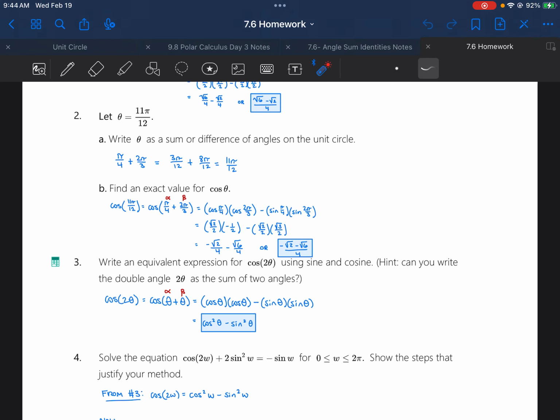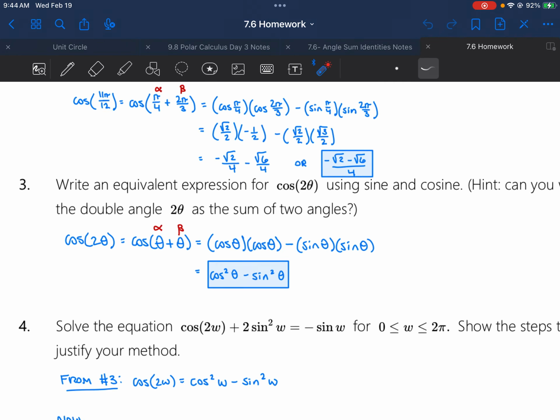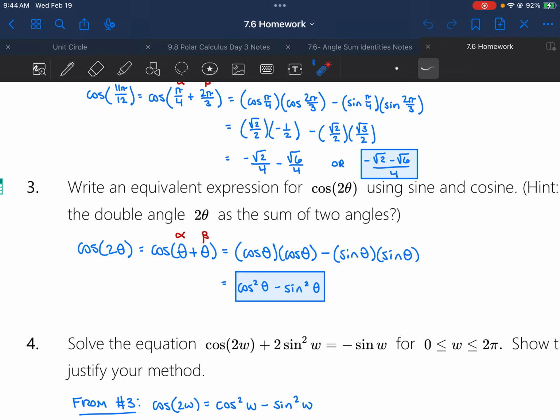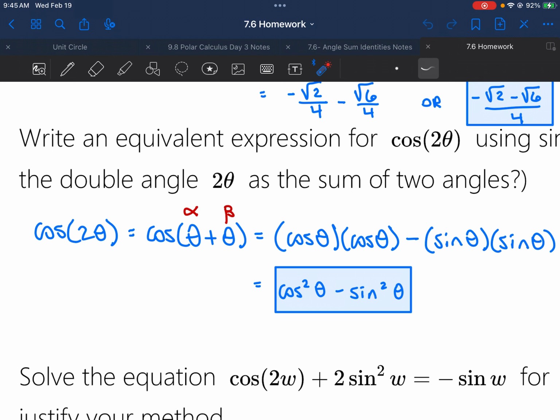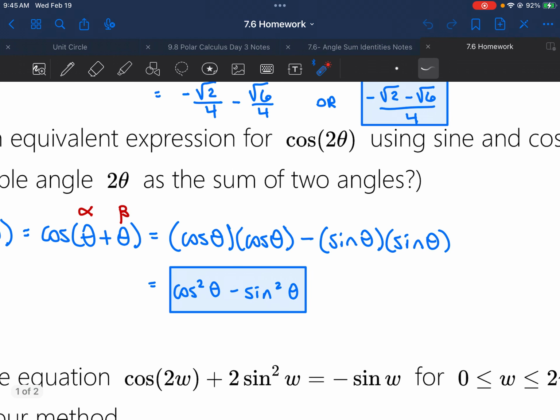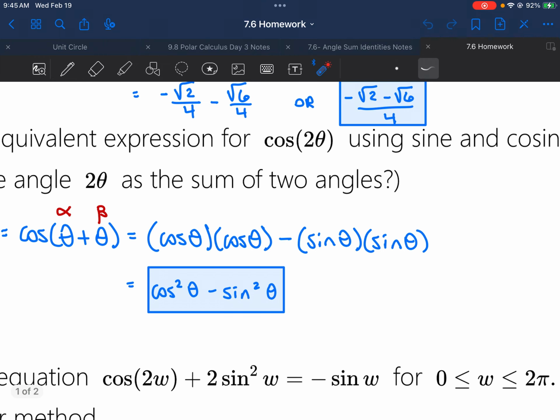All right? Number 3. This is us basically deriving the double angle formula for cosine. So it says take cosine of 2 theta, write 2 theta as addition. Well, 2 theta is theta plus theta. Then take the cosine addition formula using theta and theta for alpha and beta. So follow the formula. This is what we get.